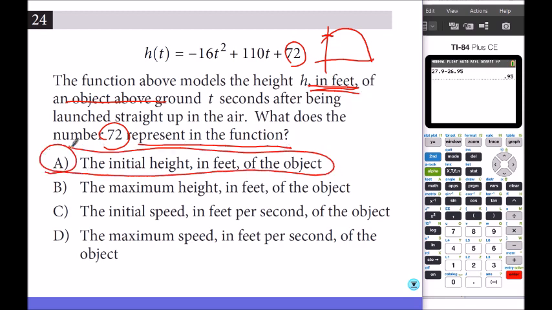A. Maximum height, no. Initial speed would be from 110, but you have to use sine and cosine for it. So it's the initial height. Think about it. When t is 0, right, it becomes 72, meaning before it was launched, it was at 72 feet above the ground.